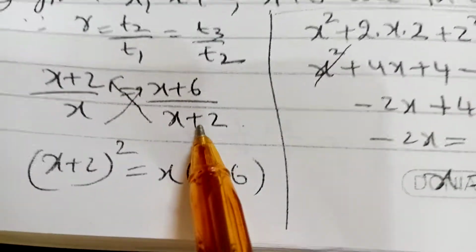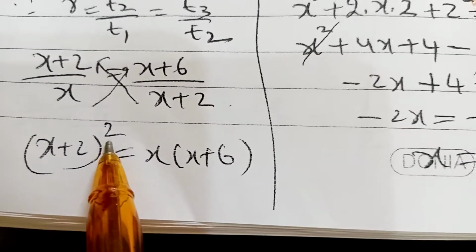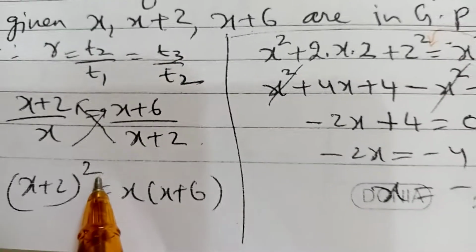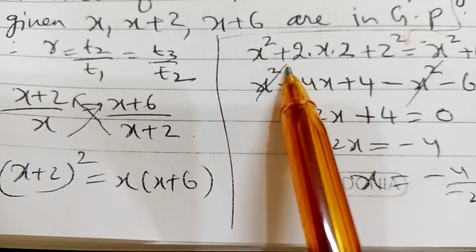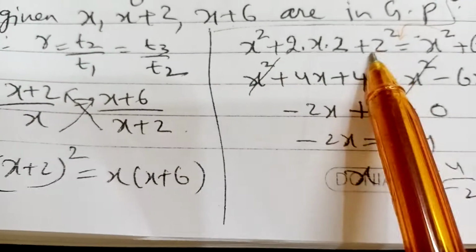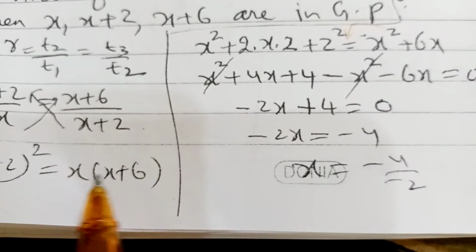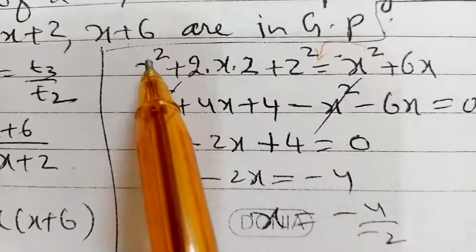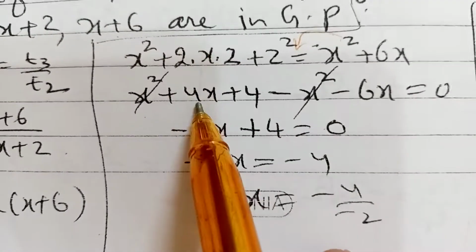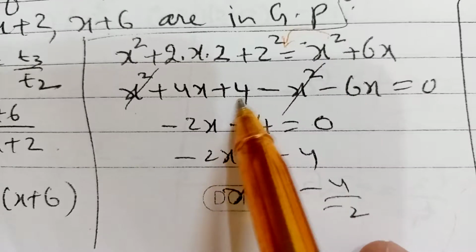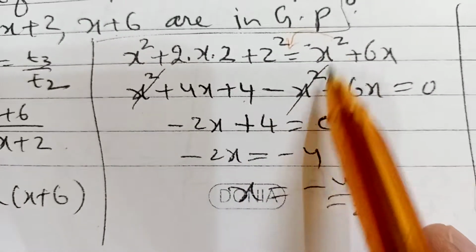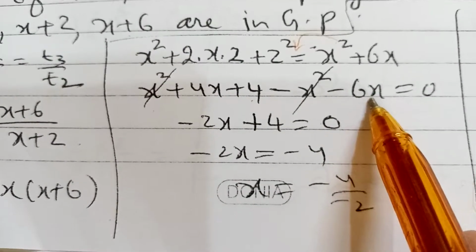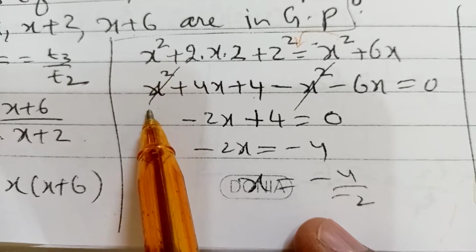Cross multiply: x plus 2 into x plus 2, x plus 2 whole square, is equal to x into x plus 6. So this is (a plus b) whole square: a square plus 2ab plus b square, so x square plus 2 into 2 into x, 4x, plus 2 square, 4, is equal to x into x, x square, x into 6, 6x. Bring this here: plus becomes minus, x square becomes minus x square, 6x becomes minus 6x. So x square minus x square cancel.